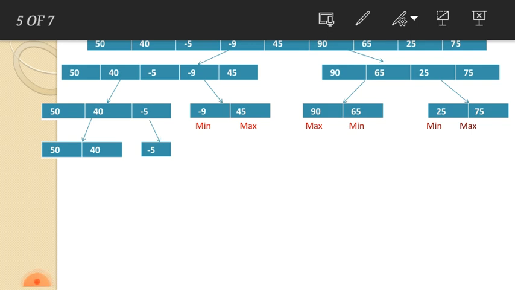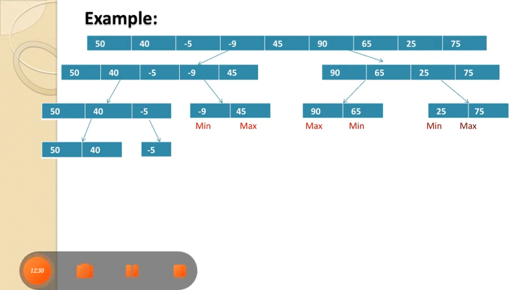Here minus 9 is minimum and 45 is max. Then again 90 is maximum and 65 is minimum. And 25 is minimum and 75 is maximum. So as per divide and conquer, we have to divide into different parts. And now the next step is to merge the elements.